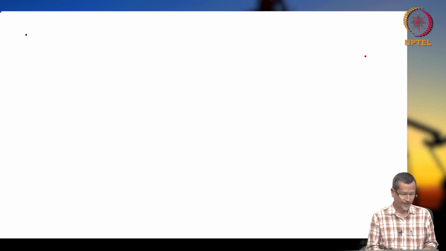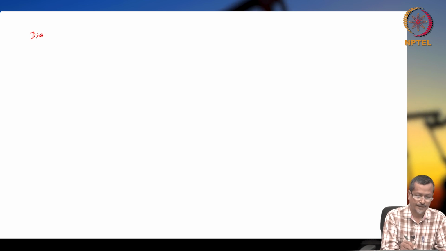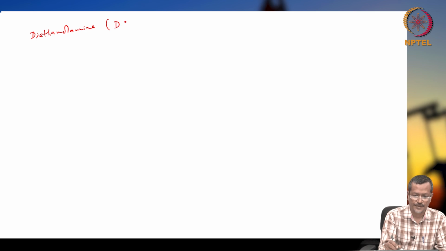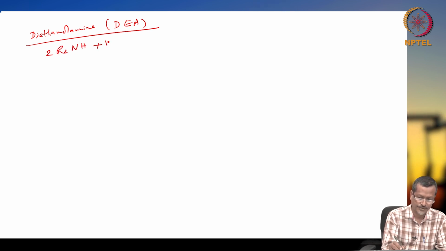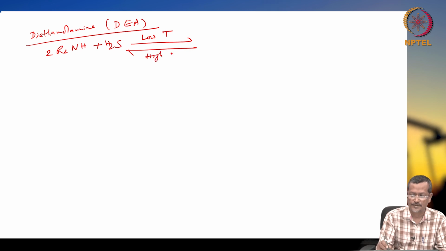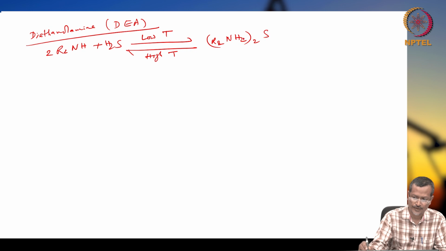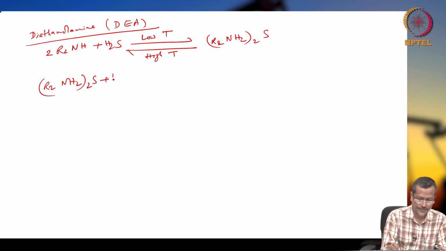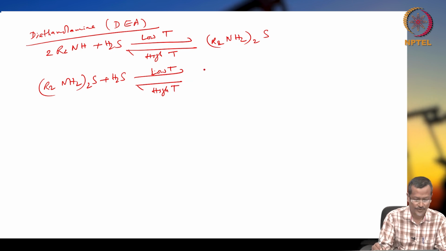Now, if we have a secondary amine, diethanolamine, DEA, secondary, the reaction is like this: 2R2NH plus H2S, low temperature forward, high temperature reverse, gives (R2NH2)2S. Then (R2NH2)2S plus H2S gives 2R2NH2HS, again low temperature and high temperature.